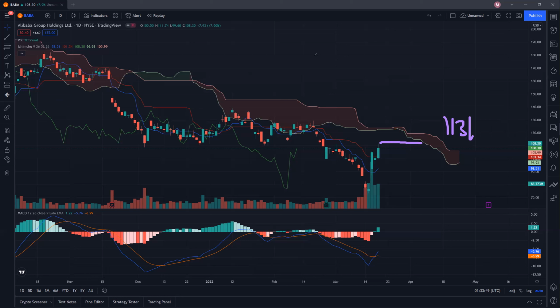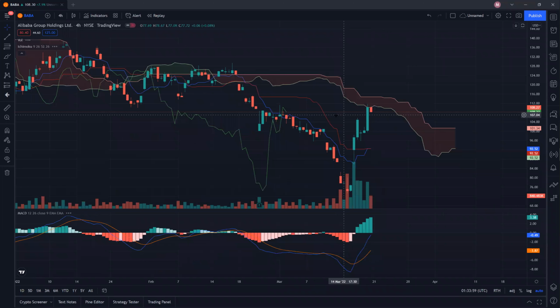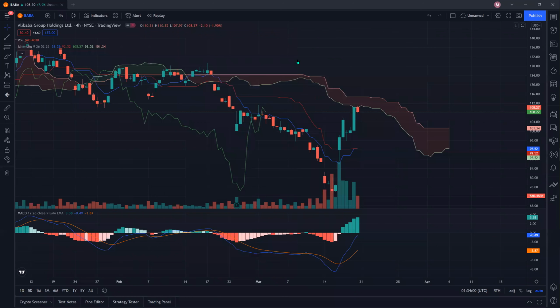So I don't foresee us going through this 108 level so soon, because it was a very strong support previously. If you look at the 4-hour chart, you can see that we are being rejected by the clouds just at this level here. So on the way up, cloud acts as a resistance. Likewise, on the way down, cloud will act as a support. And obviously, when we're on a downtrend, when we're going up, the cloud will always be above us.